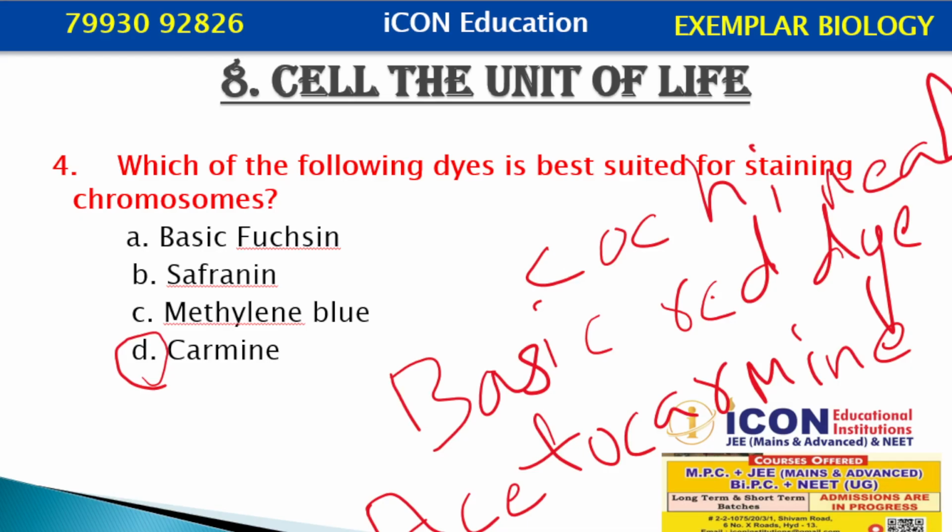and it gives chromosomes a pink or deep red color, and it will leave the cytoplasm relatively very clear. So we can clearly visualize the chromosomes when they are stained with carmine. Okay, students? Especially in the form of acetocarmine.